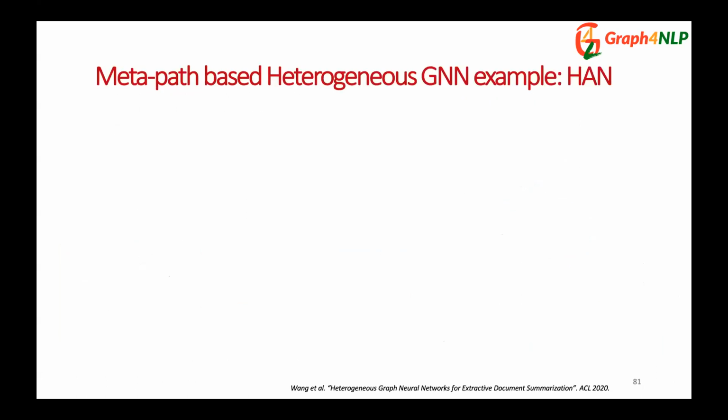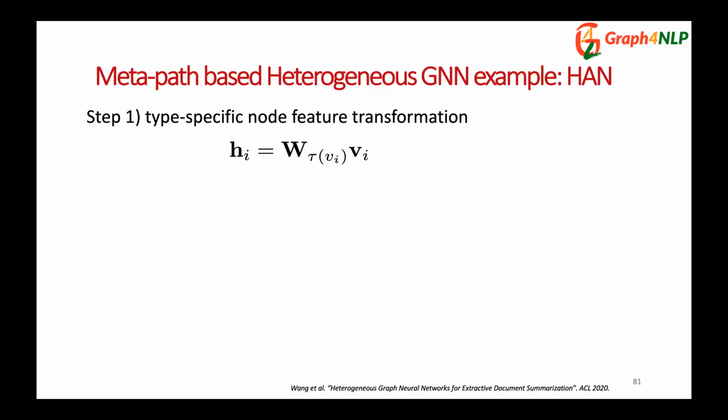So based on this metapath idea, researchers have proposed many metapath-based heterogeneous GNNs in order to better learn the representations of heterogeneous graphs. One example is called the HAN model. It can be conducted in the following three steps. In the first step, we introduce the type-specific node feature transformation. For each node type, we introduce a specific learnable weight matrix, which can map the node embeddings to some shared node embedding space.